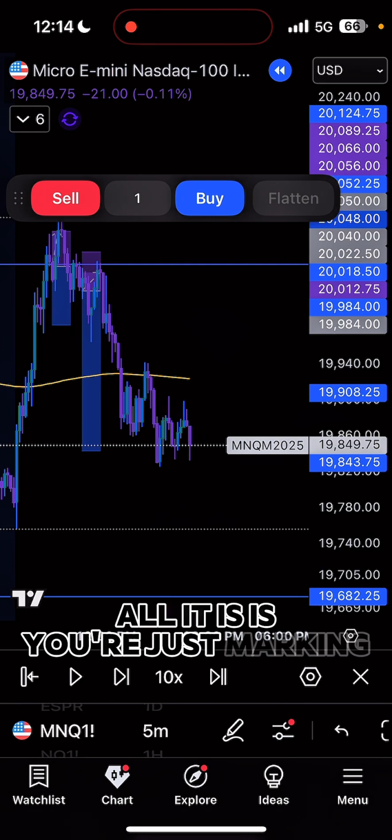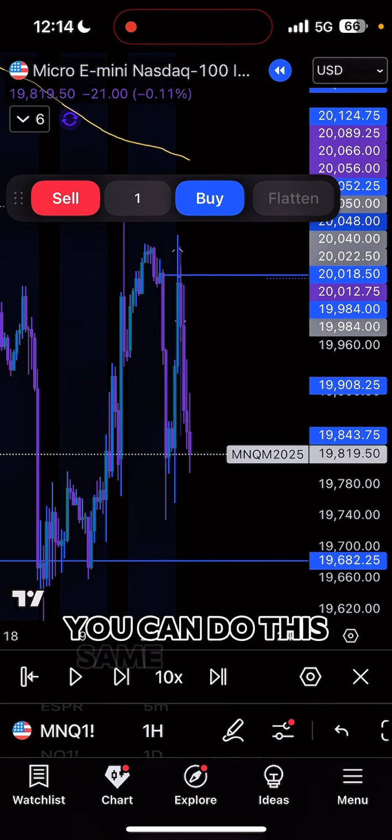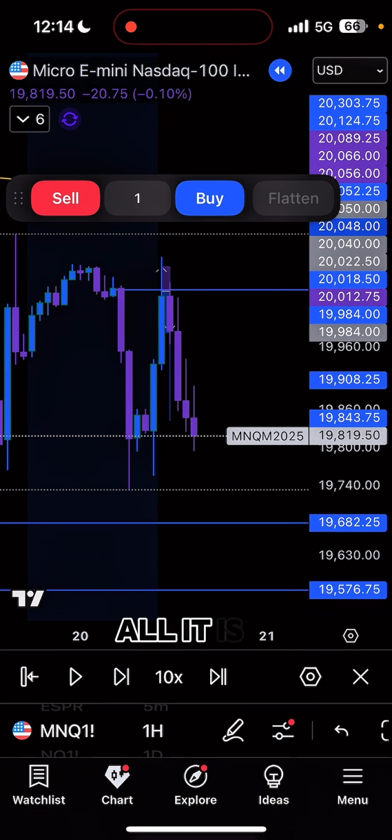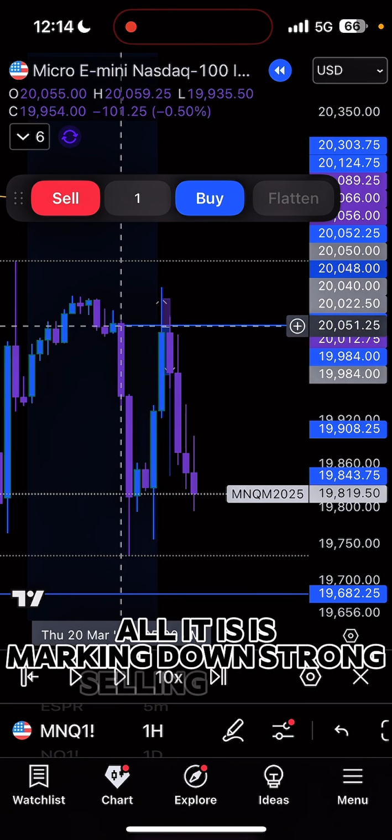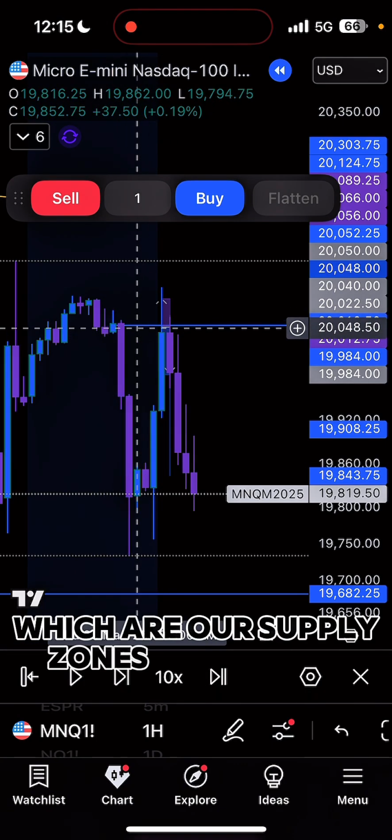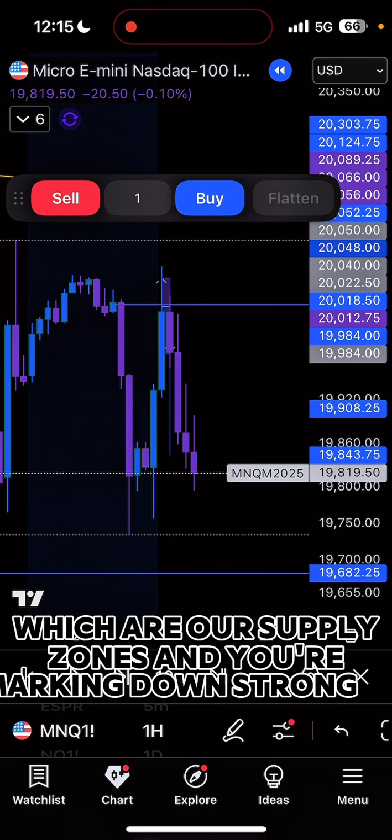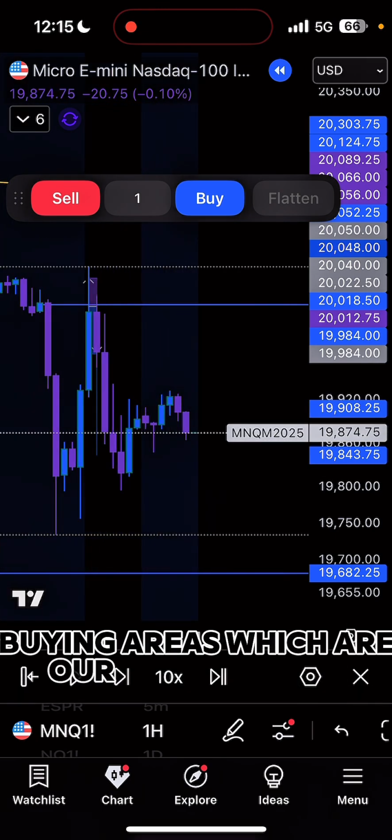All it is, you're just marking down key areas. And again, you can do the same thing on the daily chart. All it is is marking down strong selling areas, which are our supply zones, and you're marking down strong buying areas, which are our demand zones.